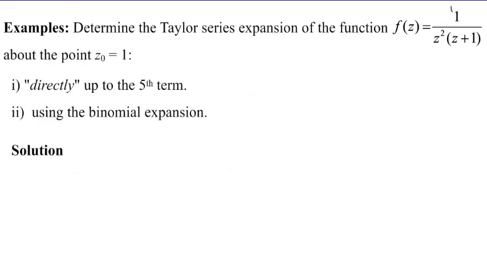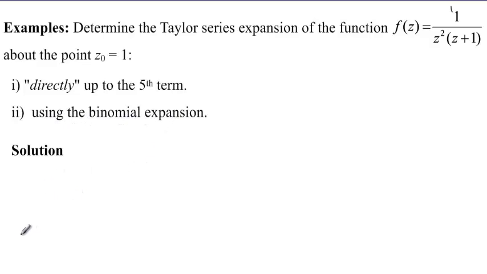Now, we proceed and look at examples of how to develop Taylor series expansion of a given function, like f of z equals 1 over z squared plus, opening brackets, z plus 1. In this case, we are asked to develop this series around z0 equals 1, and the options are, we have to do this directly up to 5 terms, and on the other hand, we can use the binomial expansion.